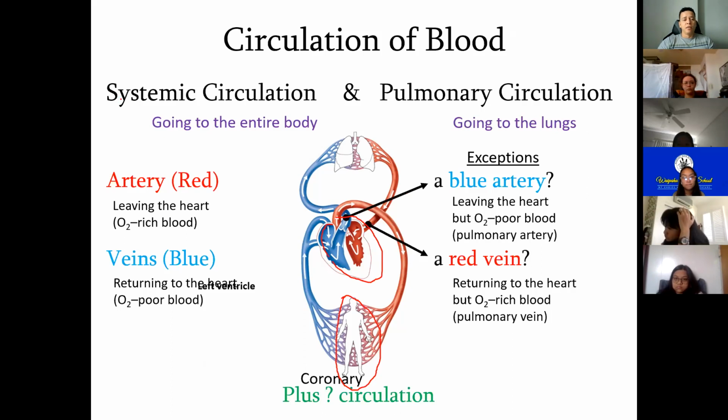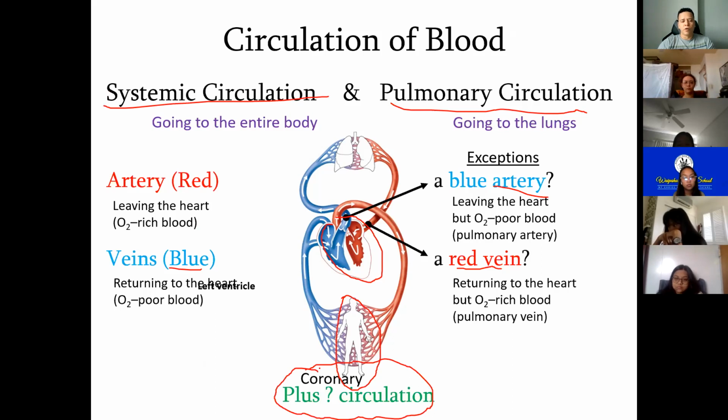Now, in the systemic circulation, the arteries are labeled red because they're carrying oxygenated blood, while the veins are labeled blue because they're carrying deoxygenated blood. But we can see right here that in the pulmonary circulation, that is the opposite. The arteries are blue for carrying deoxygenated blood, and the veins are red for carrying oxygenated blood, okay, back to the heart. In the coronary circulation, it's going to be similar to the systemic. In the coronary circulation, the arteries are red because they're carrying oxygenated blood, and the veins are blue, okay?